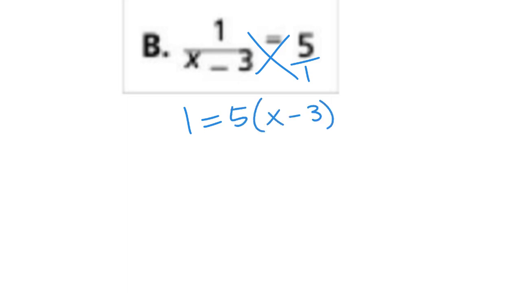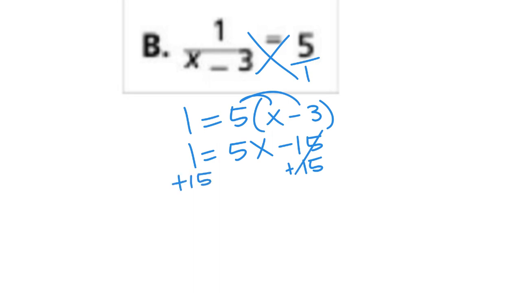So let's just solve the normal way, starting by distributing that 5, giving us 5 times x is 5x, and 5 times -3 is -15. All right, I'm going to start to solve for that x, so I'm going to add 15 on both sides of my equals, giving me 16 equals 5x. And I'm going to divide by 5 on both sides.